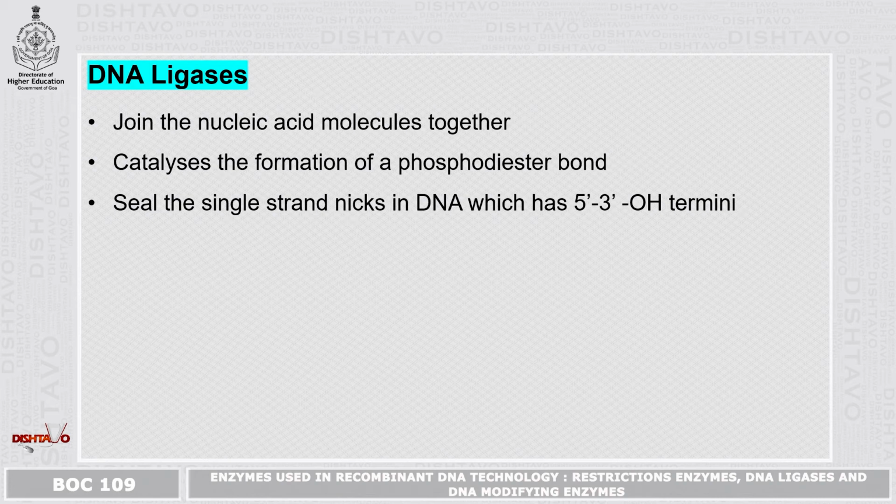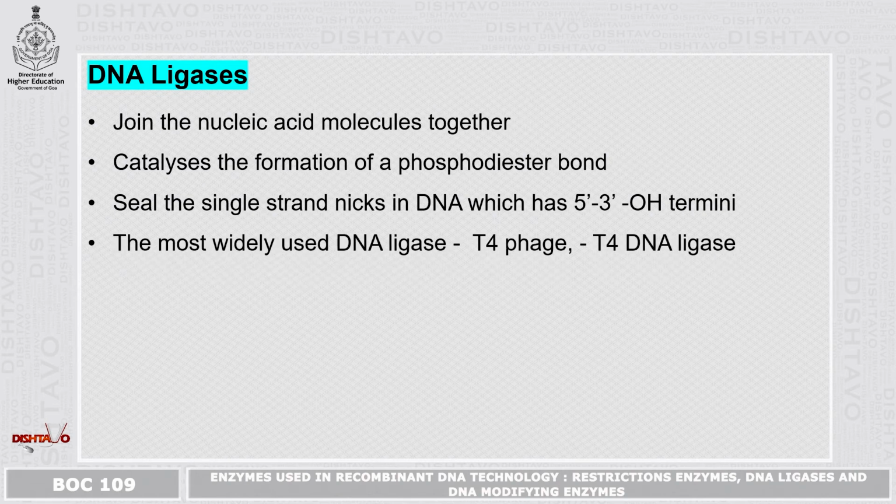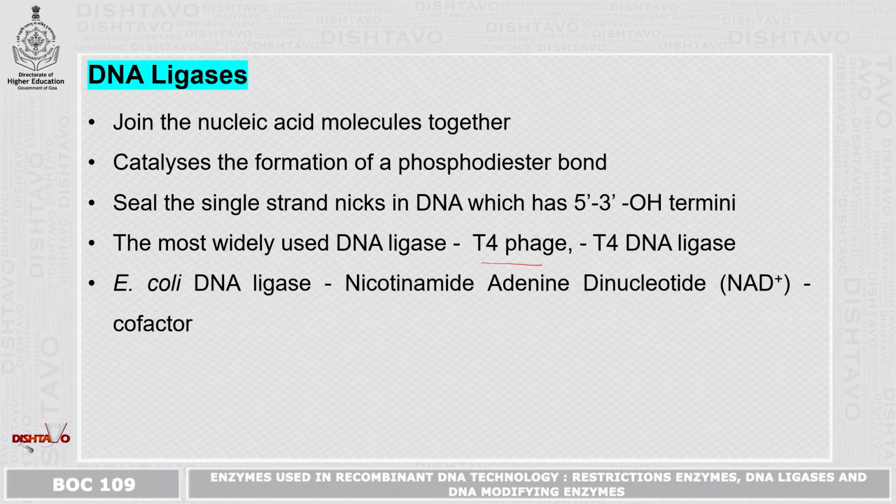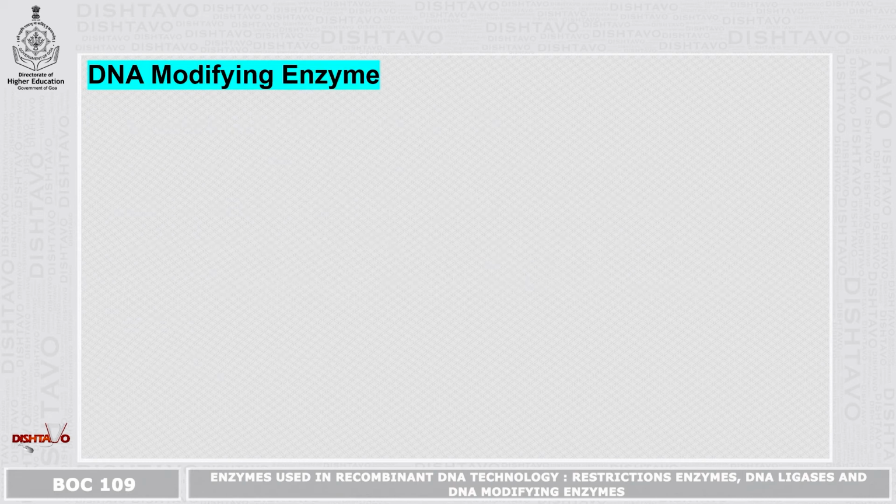They seal the single strand nicks in DNA which has 5' phosphate and 3' OH termini. The most widely used DNA ligase is T4 DNA ligase, which is isolated from T4 phage. There is another DNA ligase which is isolated from E. coli. It is called E. coli DNA ligase, which uses nicotinamide adenine dinucleotide, that is NAD+, as cofactor. T4 DNA ligase uses ATP.